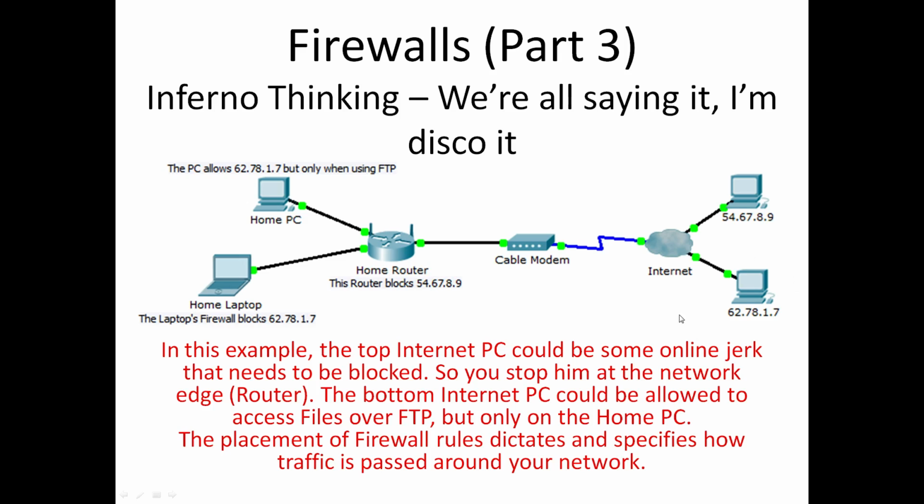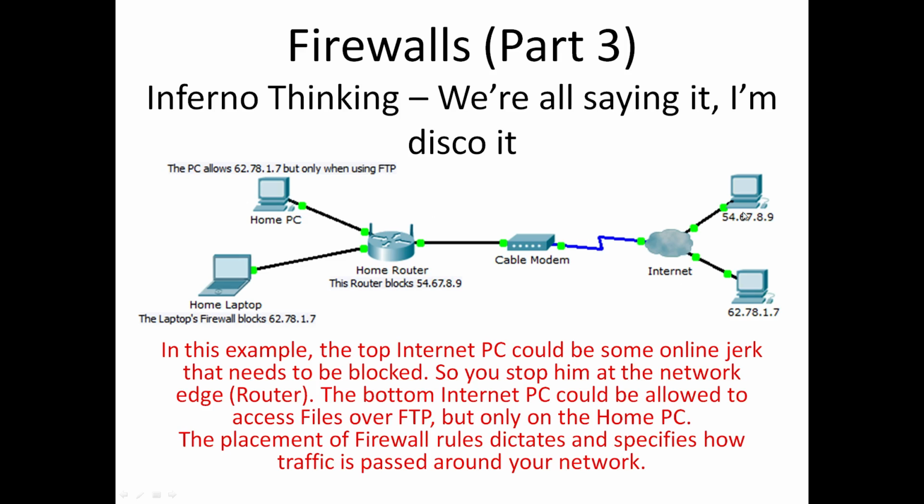But let's say we take this bottom PC on the internet, and let's say we want it to be using FTP or port 21, which is File Transfer Protocol, to access files from our network. Well, we can't just block him at the front, because we need him to access our home PC using FTP. But I don't want him accessing any other port. I want him only accessing port 21, which is FTP. So on my actual home PC, I can say, all right, allow 62.78.17, but only when using FTP. So I can make a firewall rule for that on here.